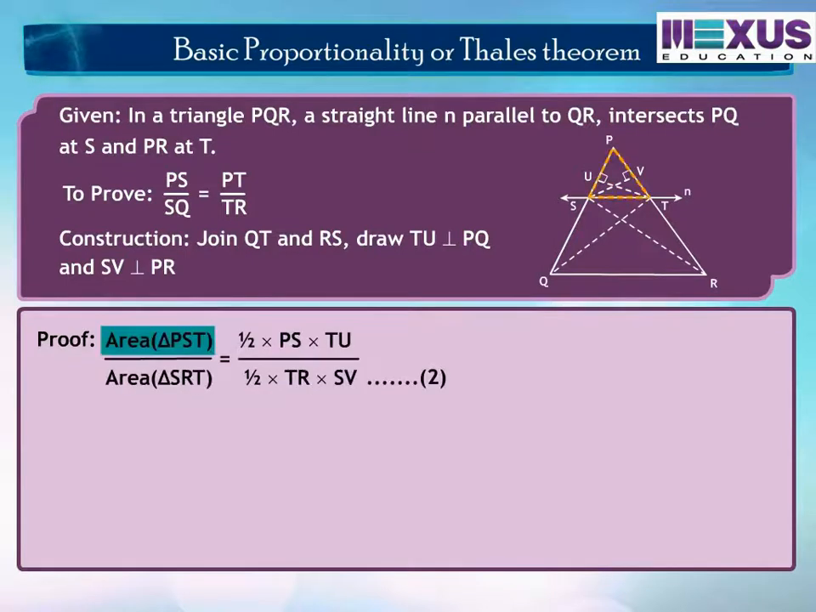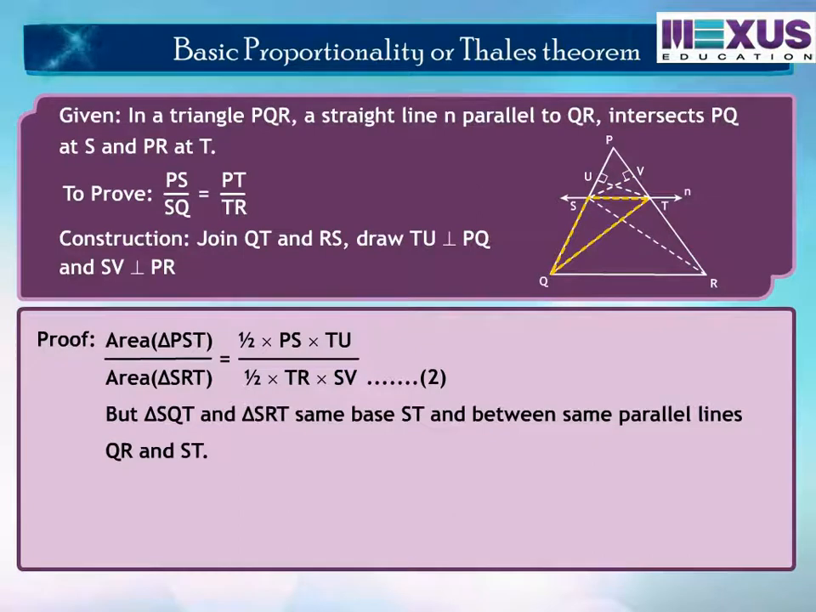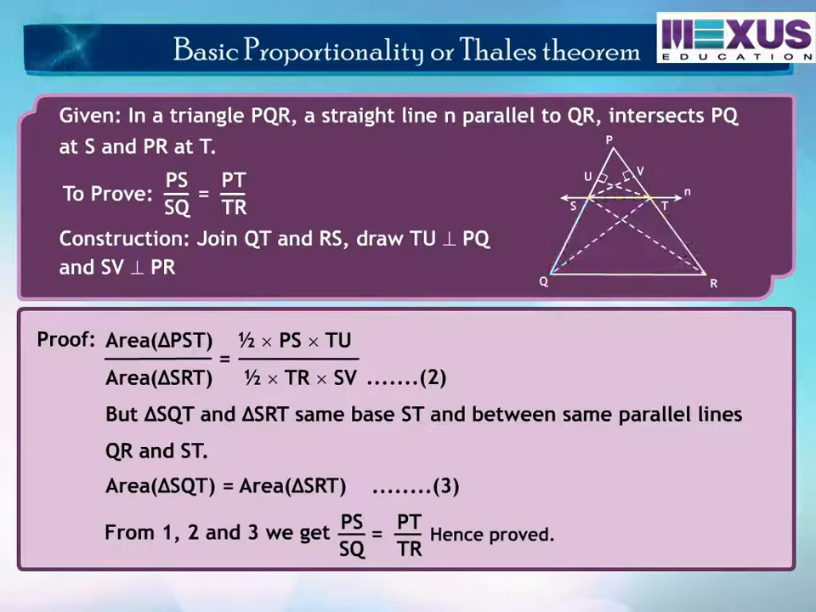Similarly, area of triangle PST divided by area of triangle SRT equals half into PS into TU divided by half into TR into SV. But triangle SQT and triangle SRT have same base, ST, and between same parallel lines, QR and ST. That implies area of triangle SQT equals area of triangle SRT. From 1, 2 and 3, we get PS by SQ equals PT by TR. Hence proved.